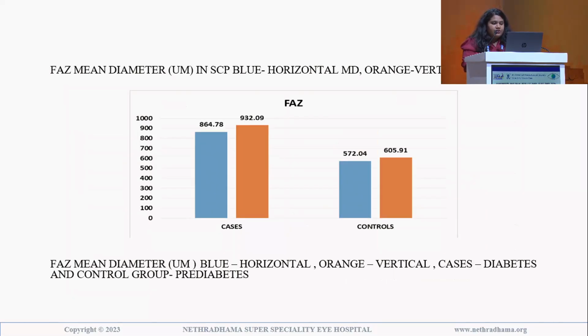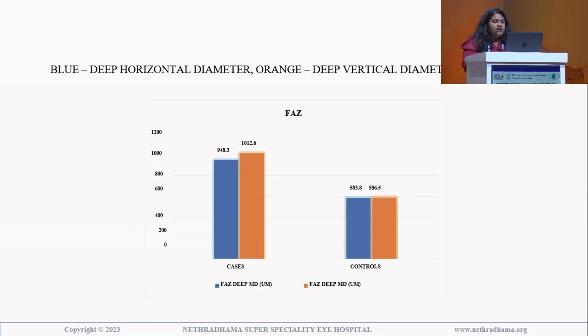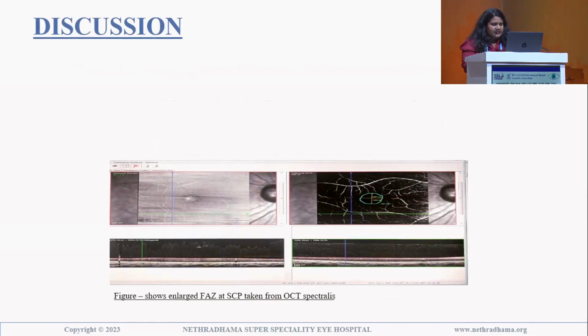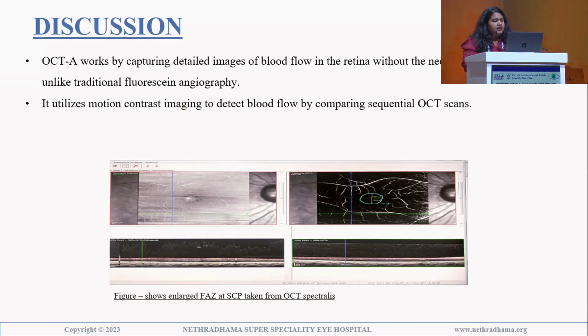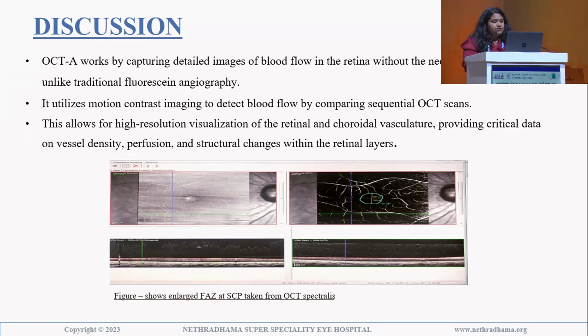This was the horizontal and vertical mean diameter. The FAZ at the level of the superficial capillary plexus was increased in the cases compared to the controls. And discussion. OCT angio works by capturing detailed images of blood flow in the retina without the need for dye injection. Unlike traditional fluorescein angiography, it utilizes motion contrast imaging to detect blood flow by comparing sequential OCT scans. This allows for high resolution visualization of the retinal and choroidal vasculature, providing critical data on vessel density, perfusion, and structural changes within the retinal layers.